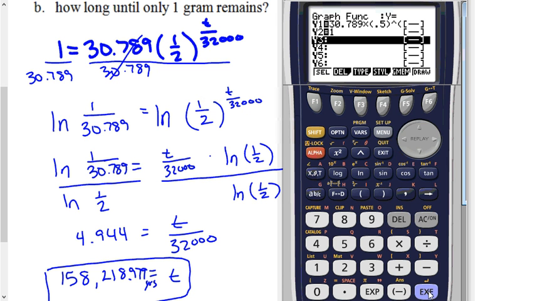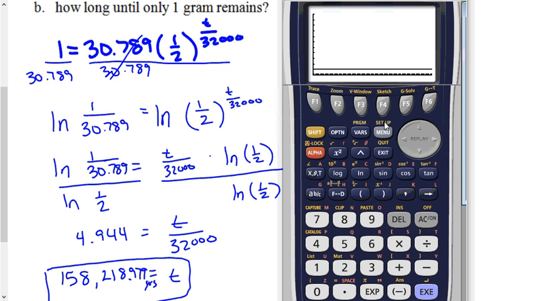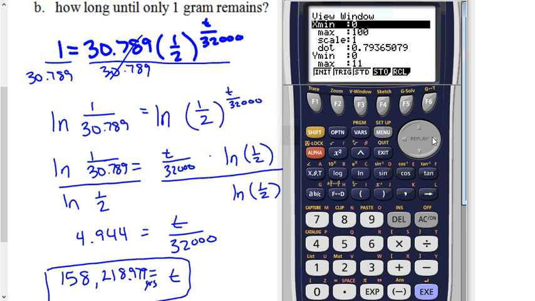And if we graph, not going to get a lot, right? That's because, remember, we see what our answer is going to be, 158,000. So let's check the window. And it's okay to go from 0, and I'm going to go out to 200,000. This could be done, of course, just with some exploration.